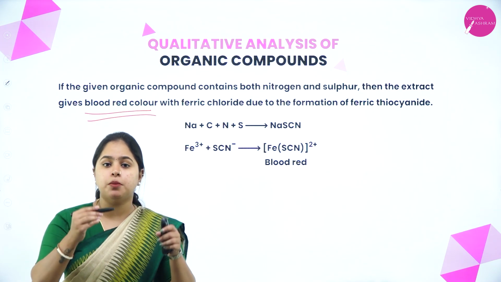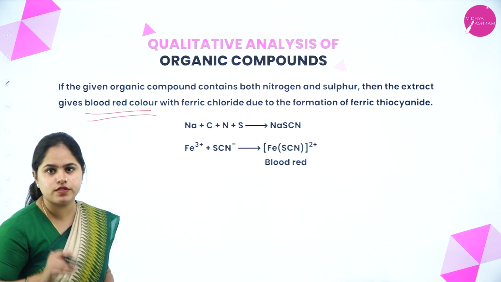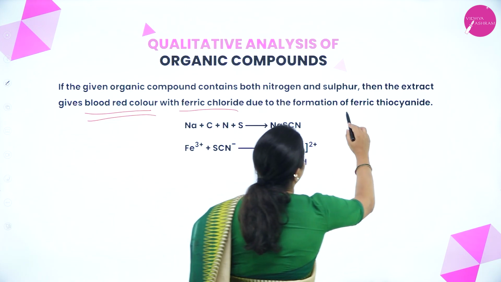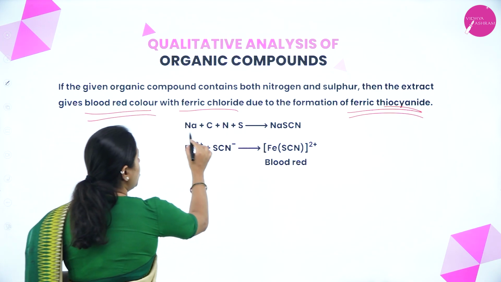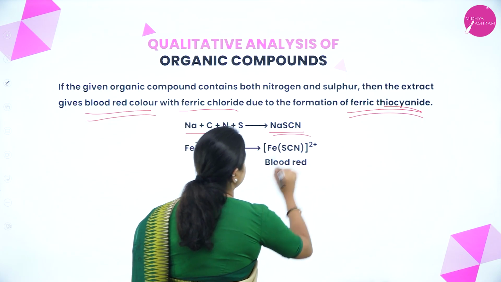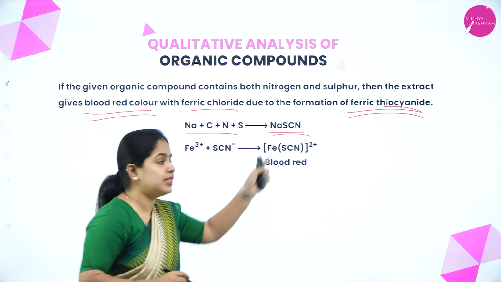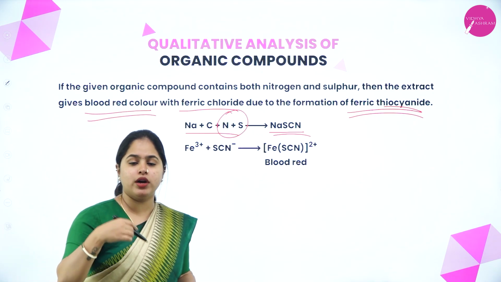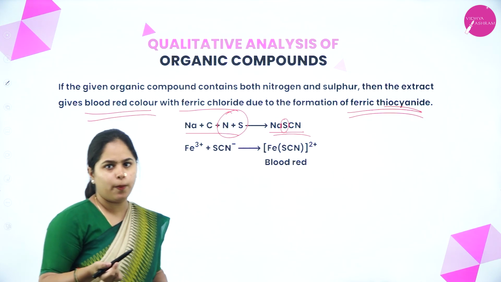So instead of getting a Prussian blue color, you will be getting a blood red color because of the presence of sulfur as well, when it reacts with ferric chloride, due to the formation of ferric thiocyanate. So that means now the sodium fusion extract will be containing sodium thiocyanate, right? Na, that is sodium, carbon, nitrogen and sulfur. Nitrogen and sulfur is present. So instead of getting sodium cyanide, you will have sodium thiocyanate. Sulfur will be also present, right?